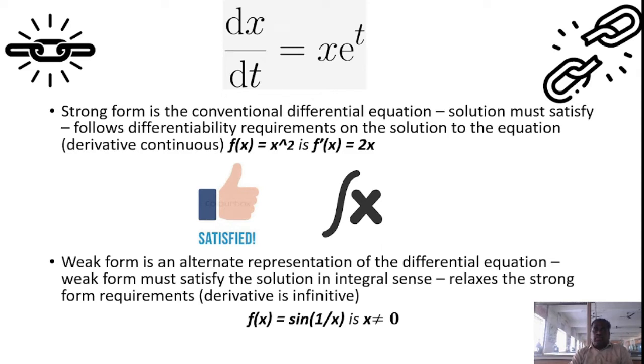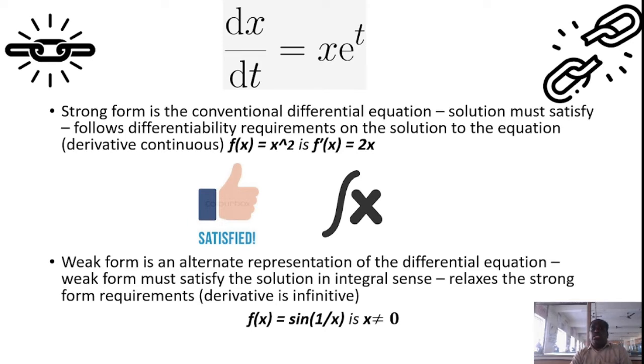differentiated into two types: strong form and weak form. How can we get the strong form differential equation and the weak form differential equation? It comes from its derivatives. So what is meant by strong form? Strong form is the conventional differential equation which the solution must satisfy, and it follows differentiability requirements on the solution to the equation. So the derivative is continuous.